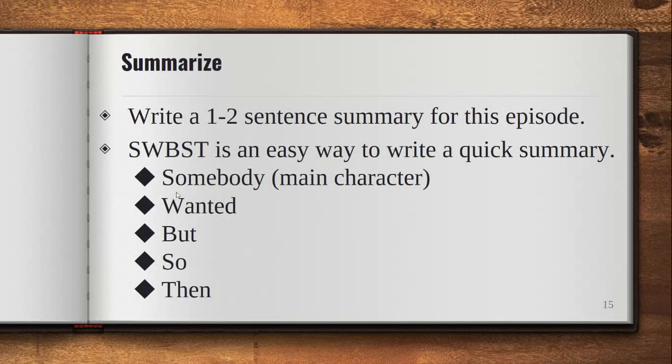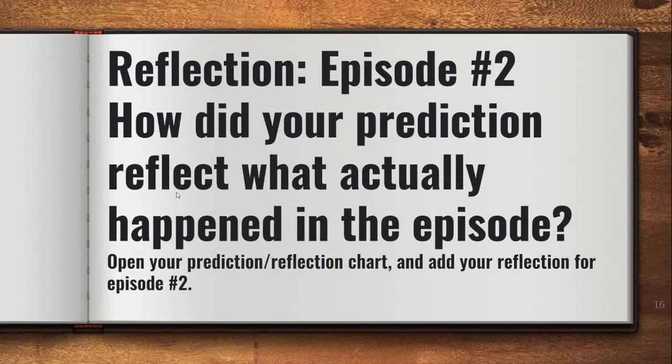Now I want you to write a 1 to 2 sentence summary for this episode as you finish illustrating your pictures as you were listening along with episode 2 from the podcast. Remember, SWBST is an easy way to write a quick summary: Somebody, main character, wanted, but, so, then. Using these words to guide my summary, I'm able to write a solid and clear summary of what I was listening to. And then complete your reflection for episode 2.